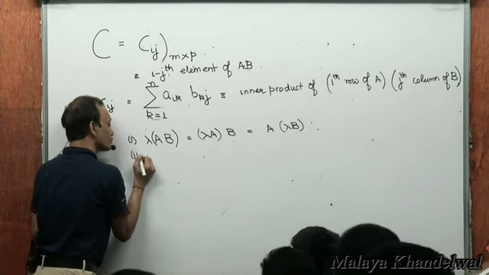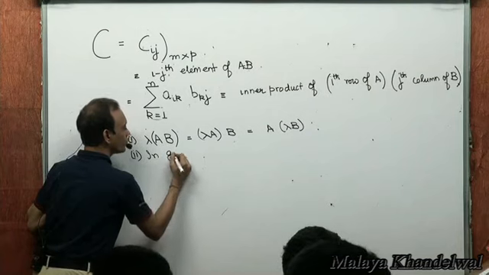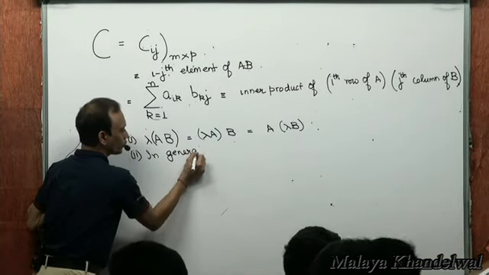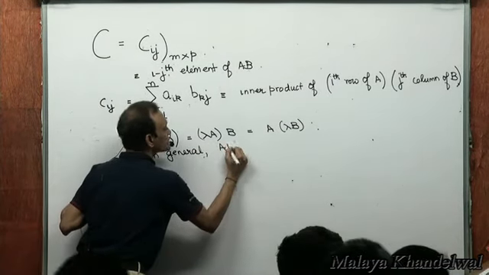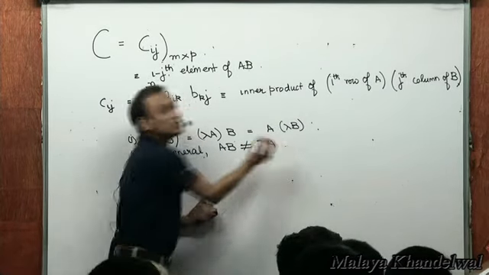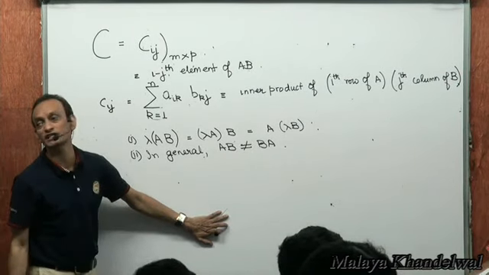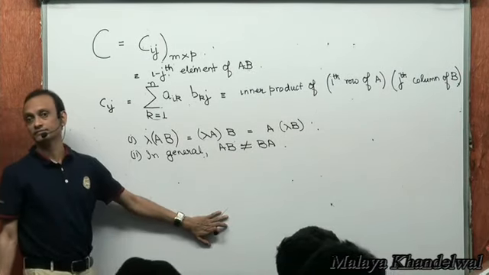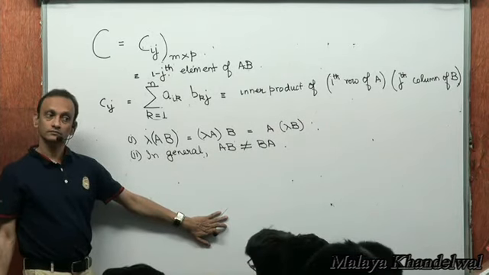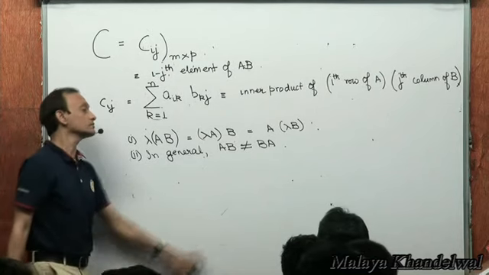2. In general, AB is not equal to BA. If it happens, it's only a special case. But in general, multiplication is non-commutative.